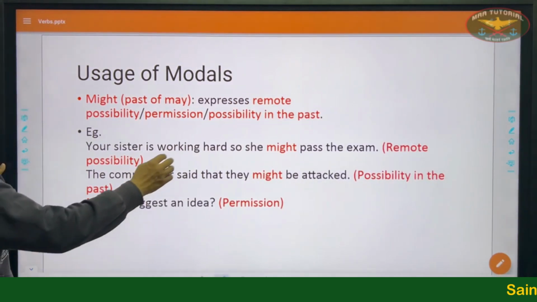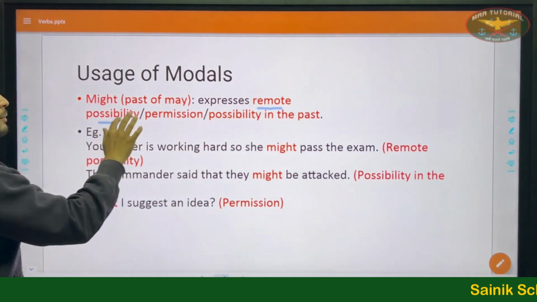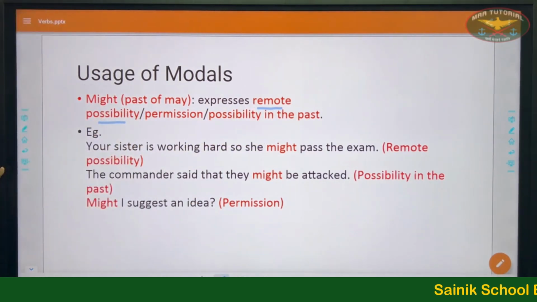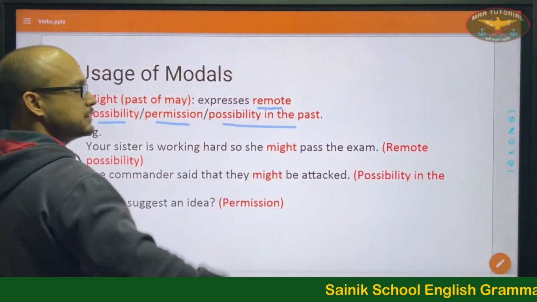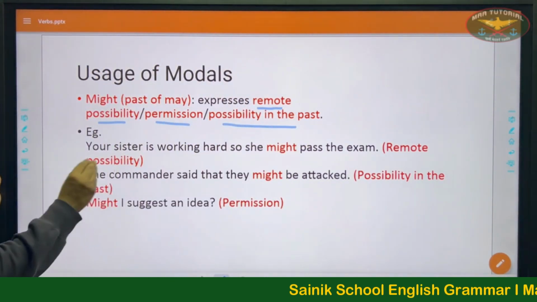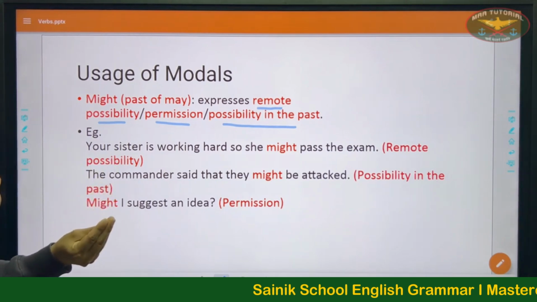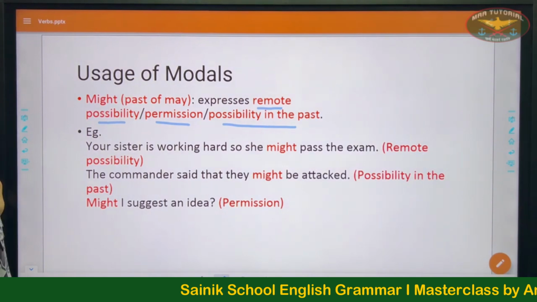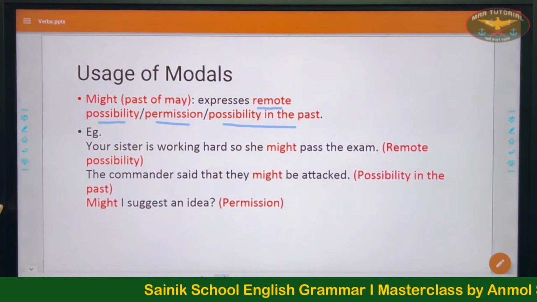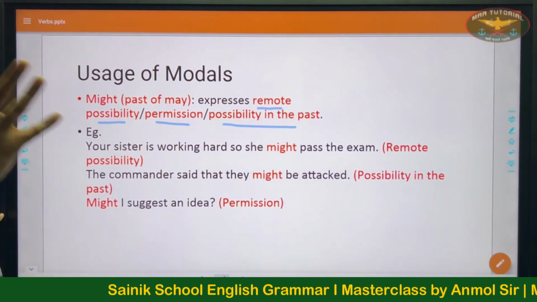It expresses remote possibility. A remote possibility of something means a distant possibility, very less possibility. Permission or possibility in the past. For example, your sister is working hard, so she might pass the exam. There is a remote possibility that she might. It is a very hard exam, but because your sister is working hard, she might pass it.